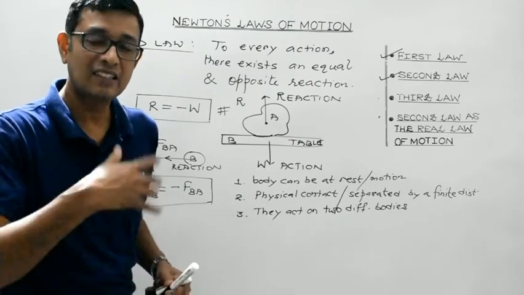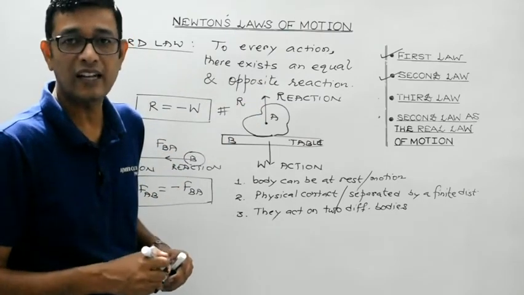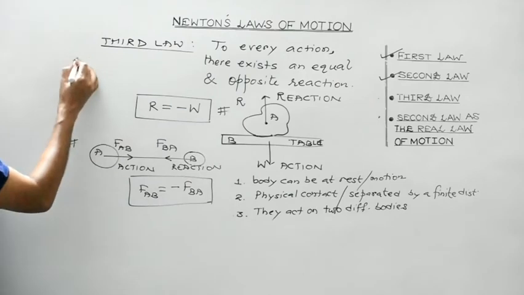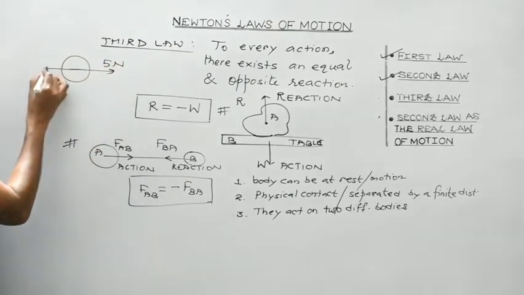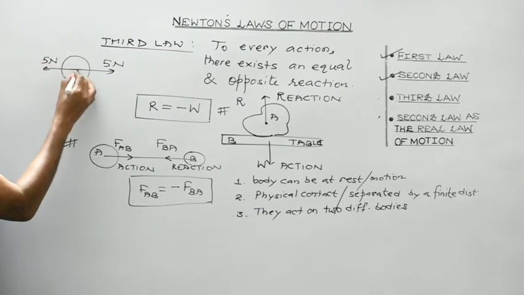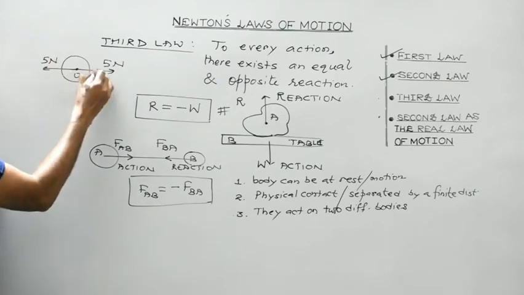Forces can get cancelled out only if they act at the same point and are equal in magnitude and oppositely directed. For example, suppose this is a body and here 5 Newton is acting and in the opposite direction this 5 Newton is acting. Now here both the forces are acting at the same point. Both are of equal magnitude and oppositely directed.